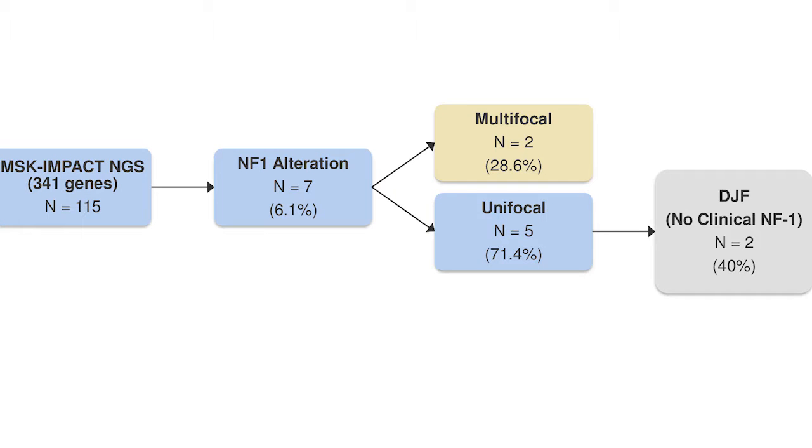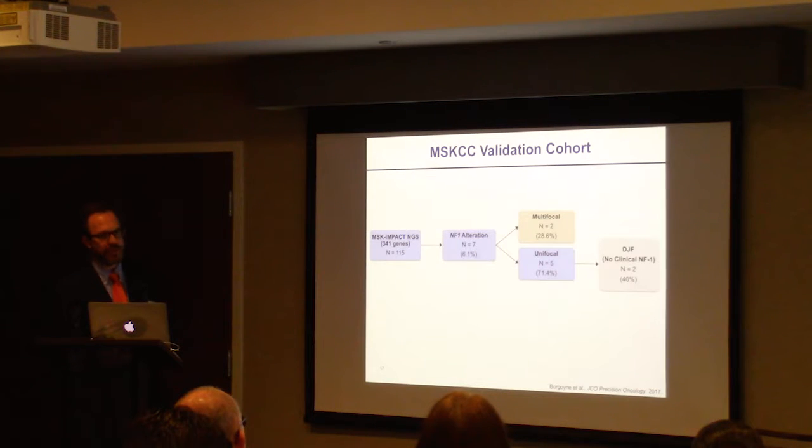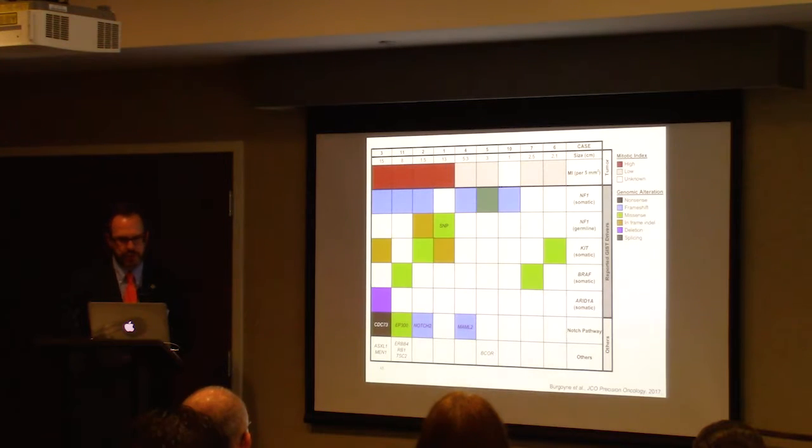We broke it down even further. Here's the Memorial data. They had 7 patients with NF1 alterations. 2 of these were multifocal. 5 of these were unifocal, meaning just one tumor, and 2 of these were at the same duodenal jejunal flexure.